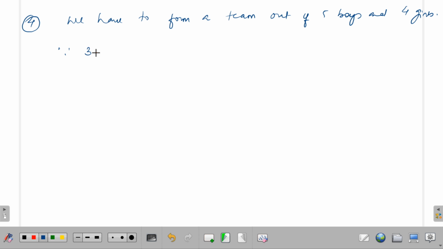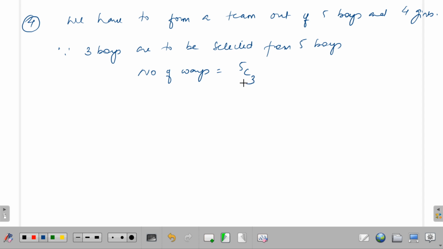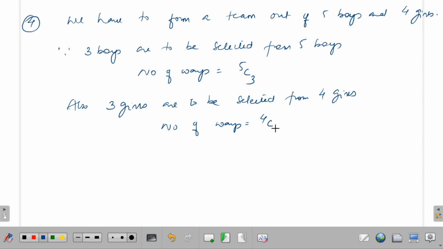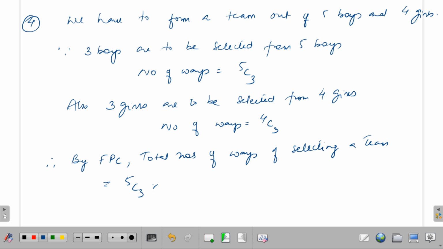Since 3 boys are to be selected from 5 boys, the number of ways would be nothing more than 5C3. And also 3 girls are to be selected from 4 girls, so the number of ways would be nothing more than 4C3. So therefore, by the fundamental principle of counting, the total number of ways of selecting a team is equal to 5C3 into 4C3.